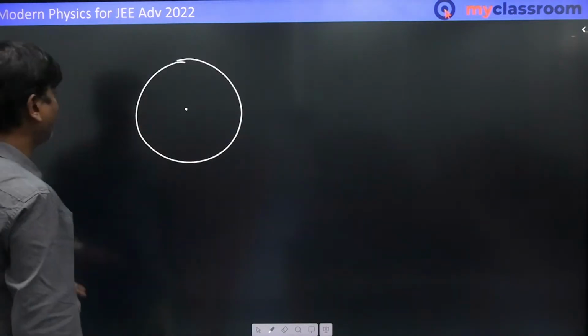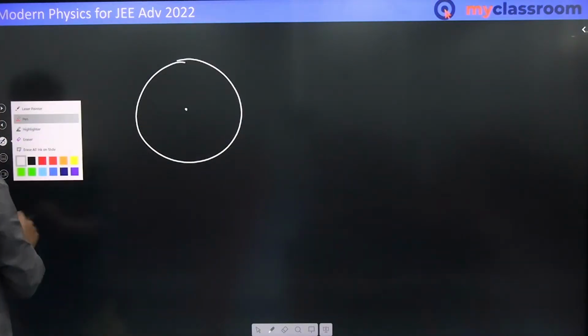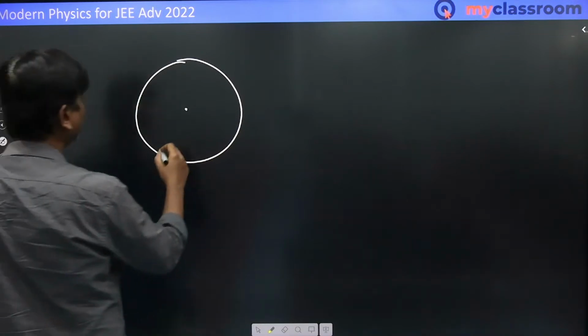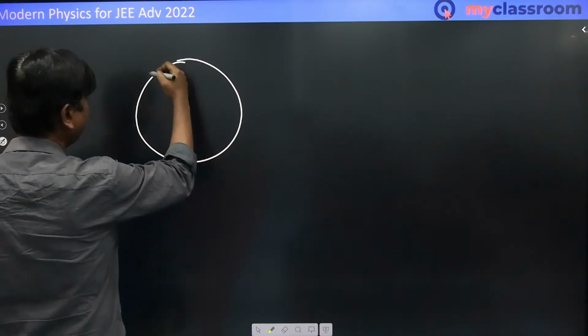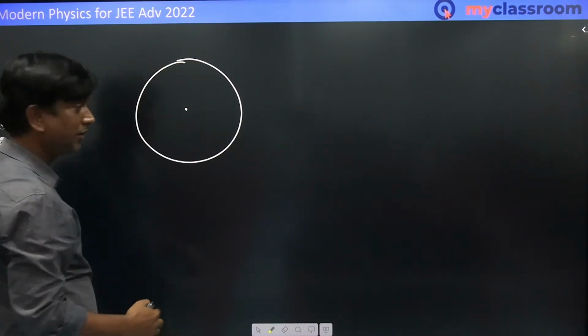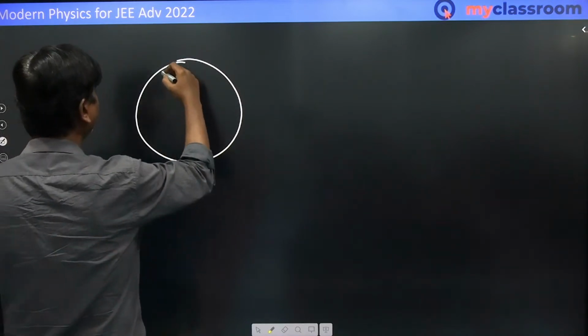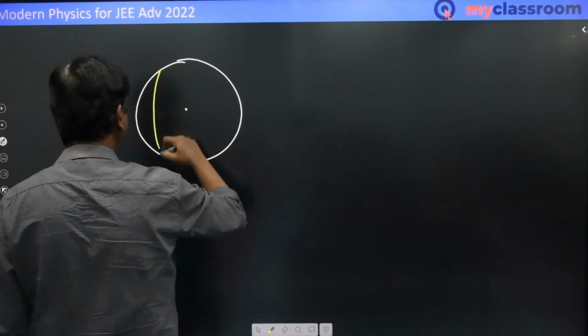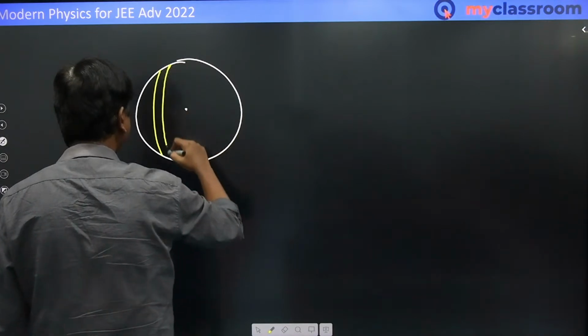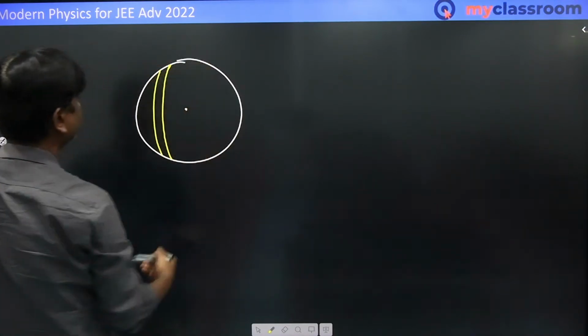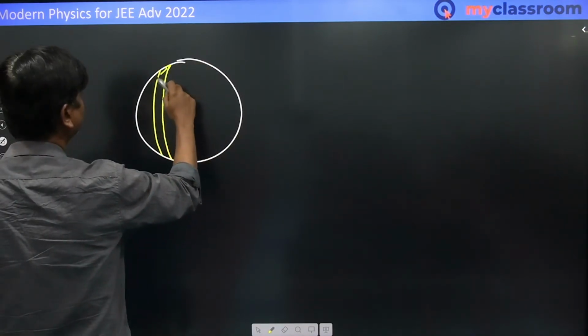Now let us start solving. Here first I will consider one small strip on this. I'll draw one small strip on this, it will look like this, throughout, a small strip.